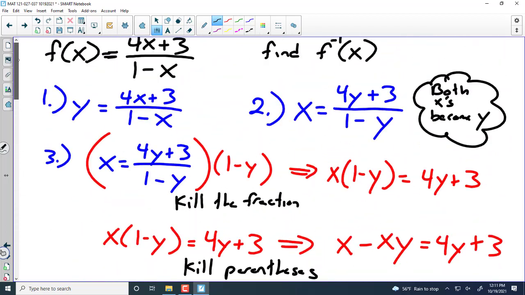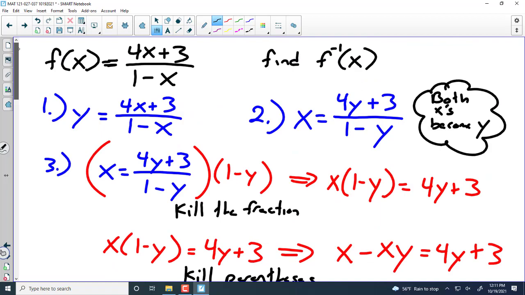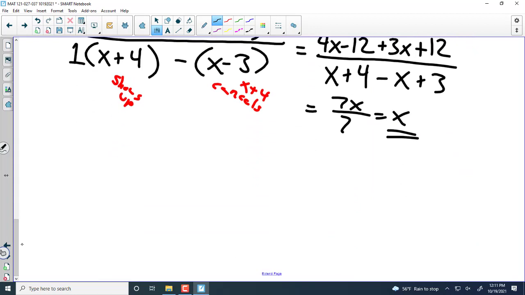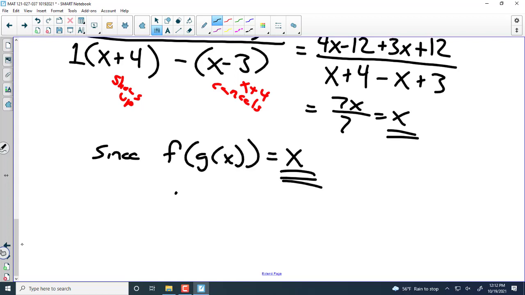So there is probably one of the trickiest problems you'll see in this section: finding an inverse in an equation that has 2 x's in it and then proving that they're inverses by doing a composition. Since f composed with g of x equals x, the functions are inverses.